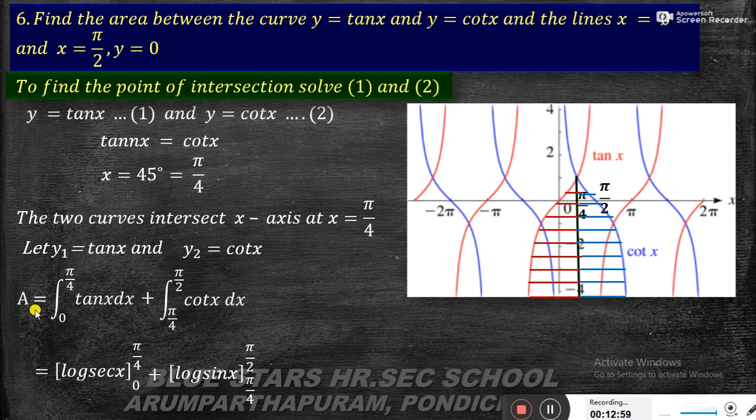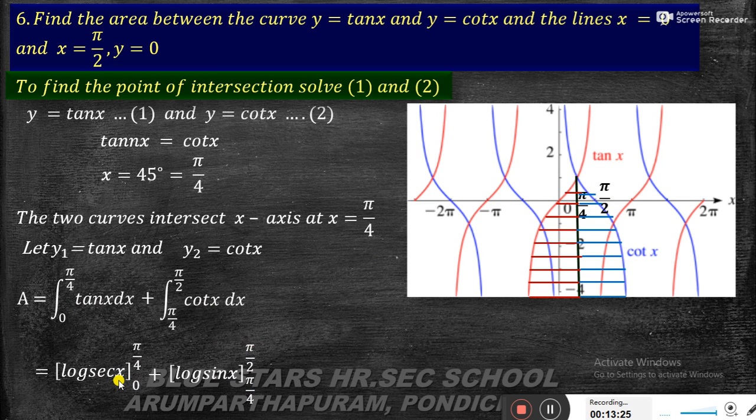So therefore A equal to, now I find out the area between the curves. Area equal to integral 0 to pi by 4 tan x dx plus integral pi by 4 to pi by 2 cot x dx. So therefore the integration of tan x is log secant x from 0 to pi by 4, plus the integration of cot x is log sin x from pi by 4 to pi by 2.